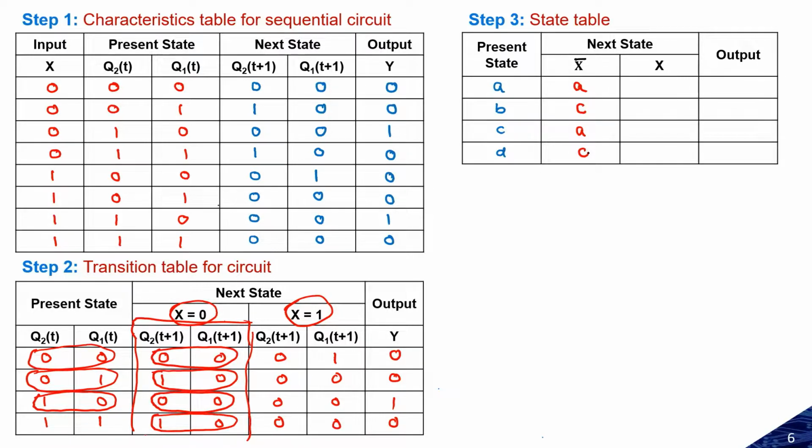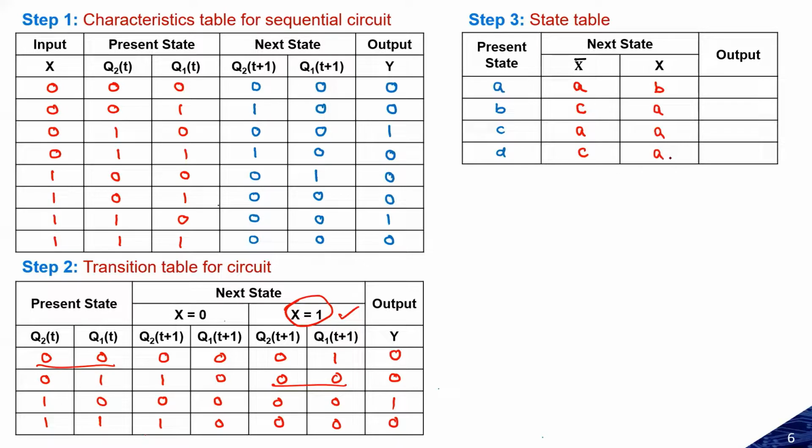Similarly, if I am considering the next stage, for x is equal to 1, let us try to see what will be the output. For x is equal to 1, the present state was 00, and the next state is coming like 01, and 01 is nothing but B. Here the next state is 00, so this is equal to A, and A. So this is the expression for this one.